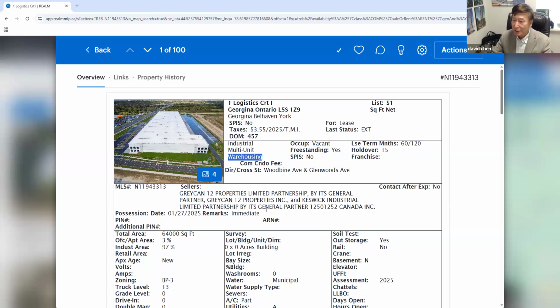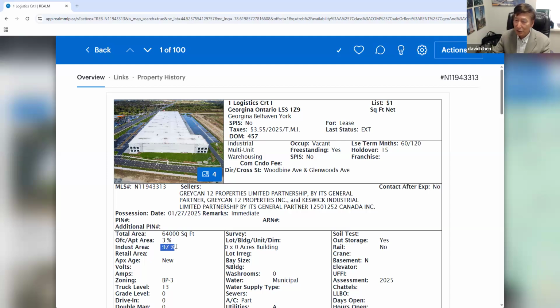Another thing is the square footage. Please remember, here this unit, this area, is called 64,000 square feet. So that's the total area. Based on your client's requirement for the size of the unit, that's one way you can look for it, okay? Please remember. Also here, in many cases in industrial warehousing, they have percentages. You see, office area, 3%.